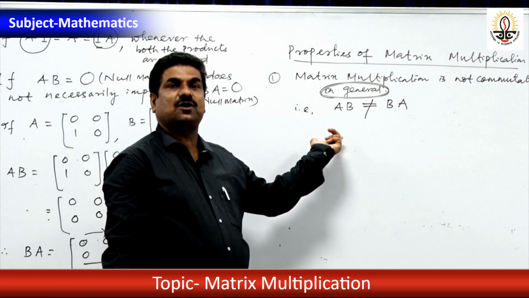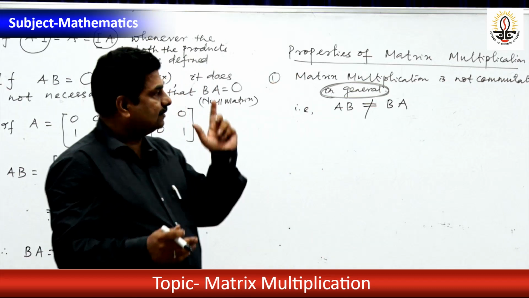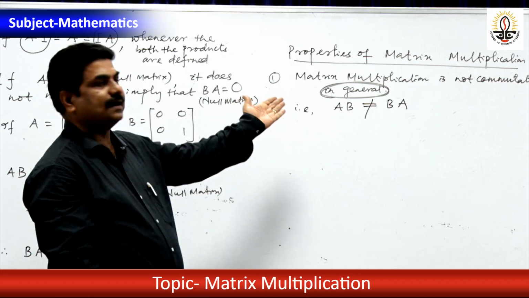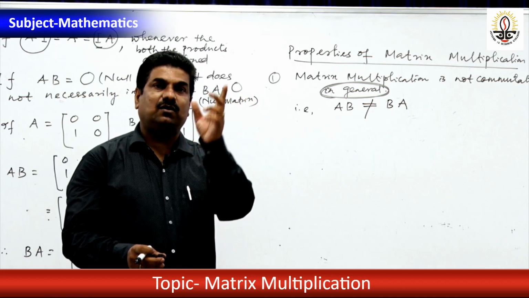B is the inverse of A. I will discuss it later in the inverse of a matrix. But in general AB is not equal to BA.